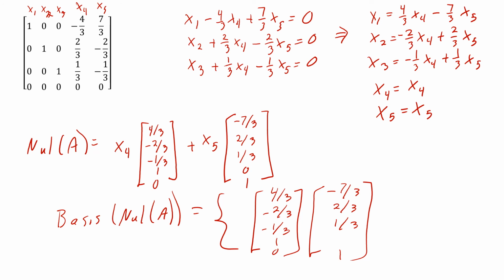Also note that here we have a 4 by 5. Your row space are 5-dimensional vectors. Your column space is 4-dimensional vectors. And your null space is, again, 5-dimensional vectors.